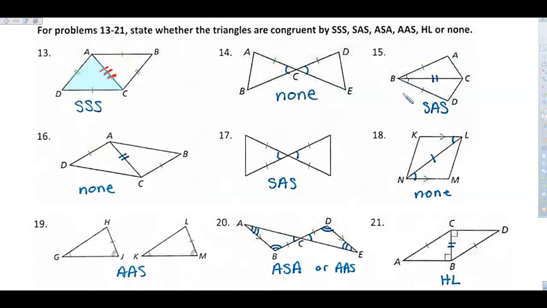Over here in number 15, I'm given that these 2 sides are congruent and these 2 angles right here are congruent. Again, I can mark that reflexive step. Then I'm going to look just at one triangle and see if I have enough information. And I see that I have a side, an angle, and then a side. The angle is between the 2 sides, so I know my triangles are congruent by side, angle, side.